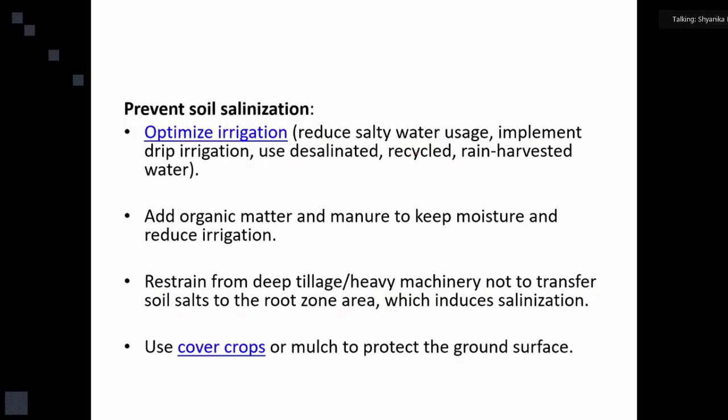And it's good not to use deep tillage or heavy machinery, because if we do that, the salt can be transported into the deeper layers in the soil. And we can use cover crops or mulch to protect the ground surface so that evaporation may be reduced.